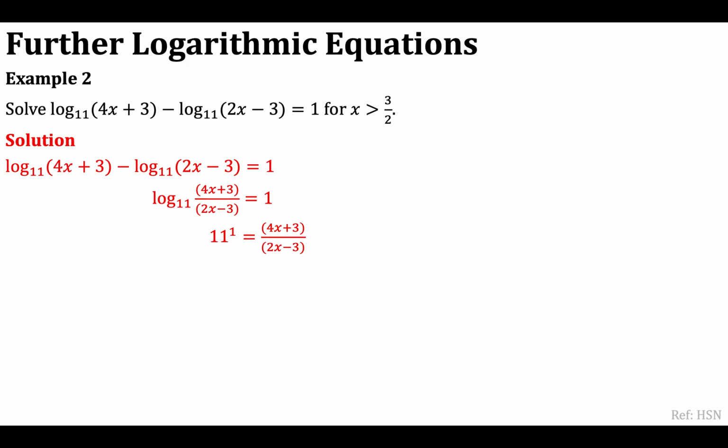Now, to start solving this, we can multiply throughout by 2x minus 3. And we can expand the left hand side here to get 22x minus 33 equals 4x plus 3. I can now add my 33 to both sides and subtract my 4x from both sides, and that will leave me with 18x equals 36. And finally I can divide throughout by 18, and that leaves me with an answer of x equals 2. So just now would be a good time to pause the video and take this one down in your notes before coming back for a further 2 examples.